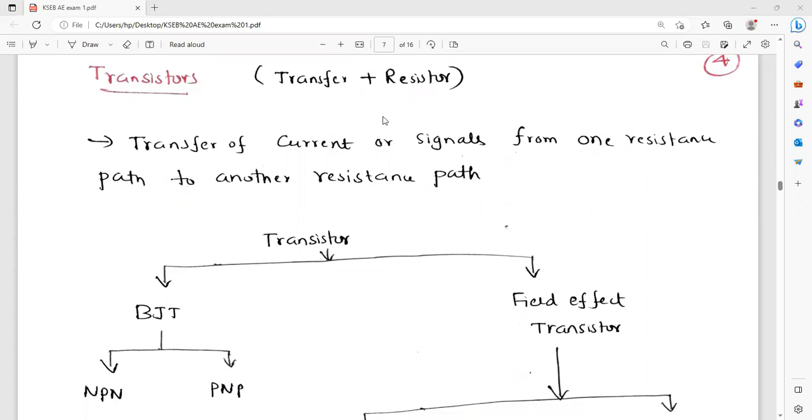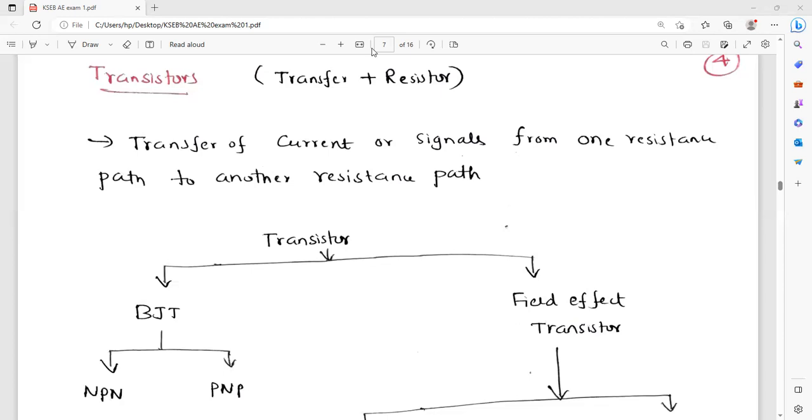In this session, I am going to discuss the brief idea about transistors and BJT. So BJT is one type of transistor. So first let me discuss the classification of transistor. There are a few questions which you can expect from this topic, especially for various competitive examinations such as KSEB AE and SSC JE, etc. So moving on to the discussion.